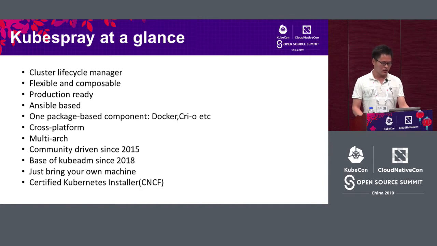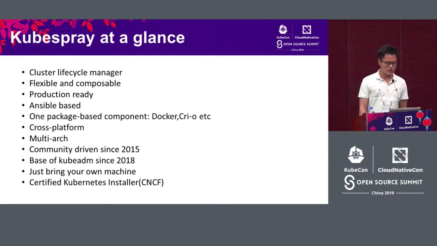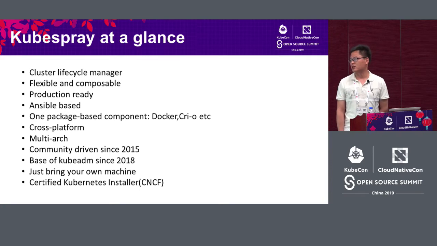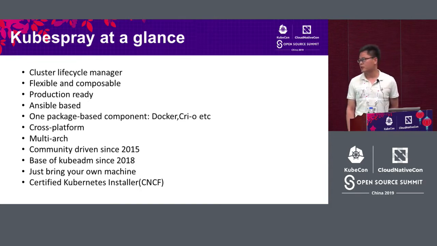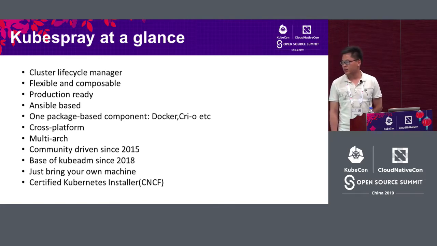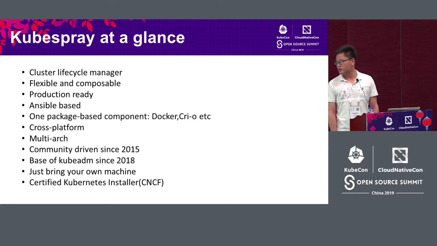Now, let us look at Kubespray in great detail. Kubespray is a cluster lifecycle manager. It is composable, very flexible. It is production ready, and it is based on Ansible. You only need to install a system, for example, Docker, CRI-O, RPM package, or Debian. It supports cross-platform and cross-architecture deployment.